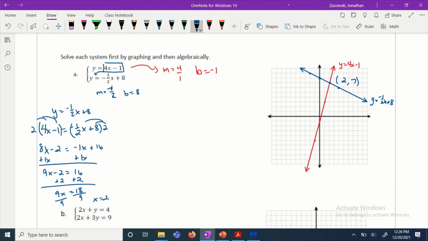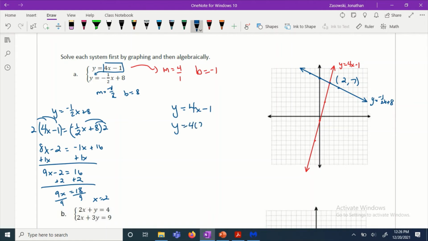Now I need to go figure out y. So we're going to go y equals 4x minus 1. It doesn't matter what equation you pick. We're just going to pick one of them from the original and plug 2 in. The reason we're using that equation and not one we solved for, which is the original, is because if we make a mistake, this will help catch it.